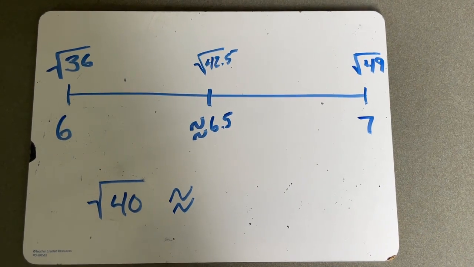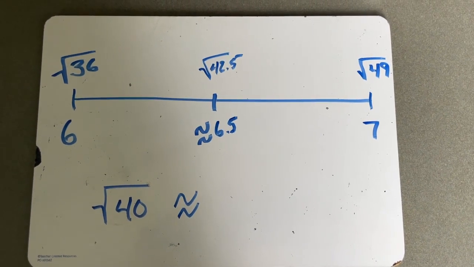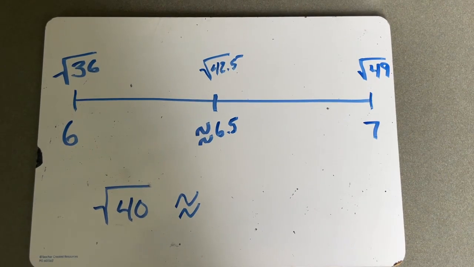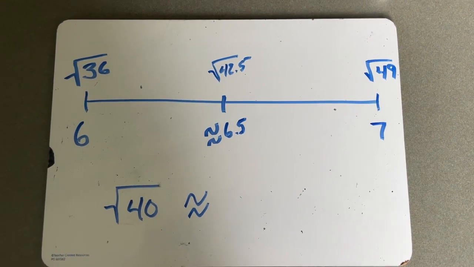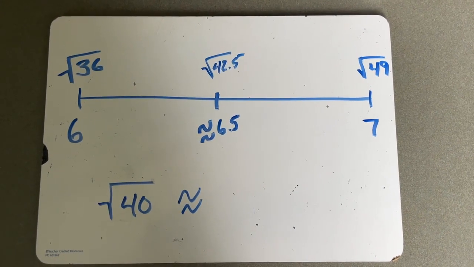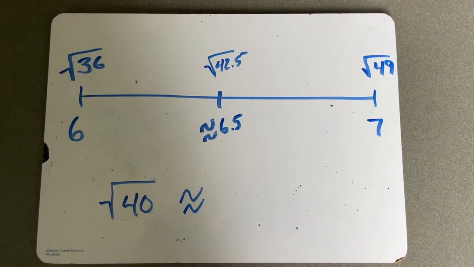Then in class, we looked at the square root of the number right in the middle, 42.5. And we said that should be 6.5. It's not quite 6.5. And I left that for everyone to think about and to guess why. And we're going to come back to that.